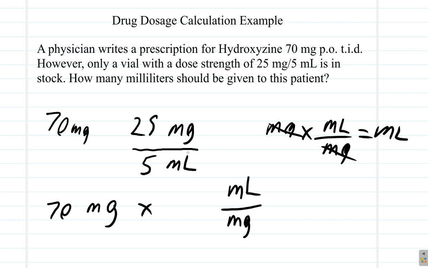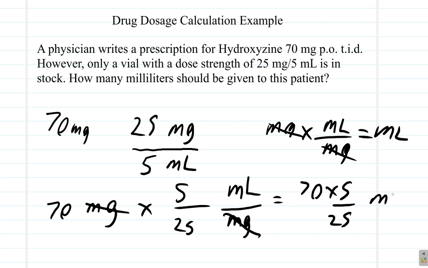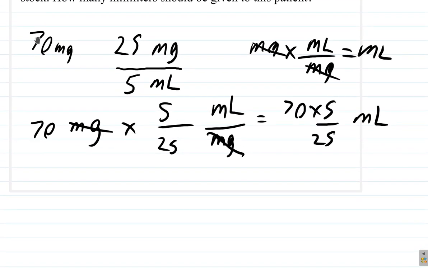So instead of having 25 milligrams over 5 milliliters, that is per 5 milliliters, you write 5 milliliters per 25 milligrams. So now milligrams cancel milligrams. See that? So what you will have is 70 multiplied by 5 divided by 25, and the answer will be in milliliters. Now here, let's see how this goes. There is 1 5 in 5, and there are 5 5s in 25. So it's 70 over 5 milliliters.